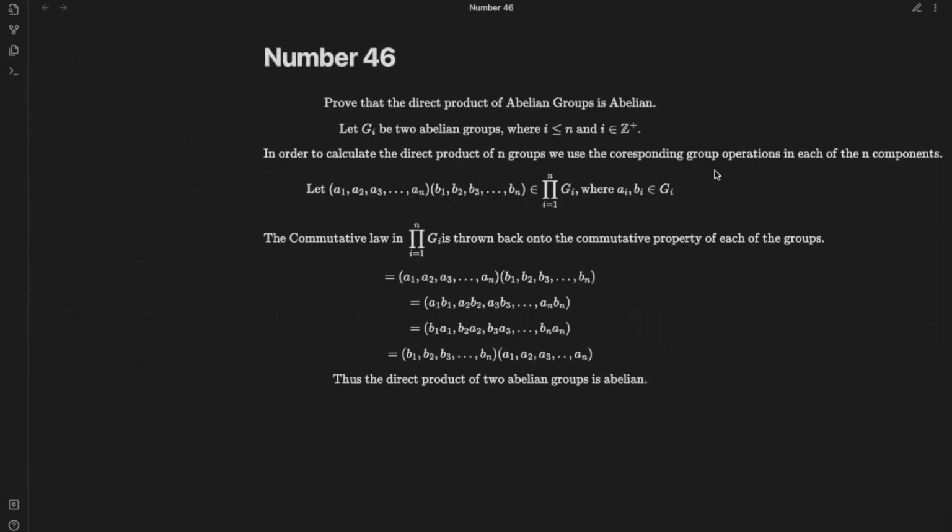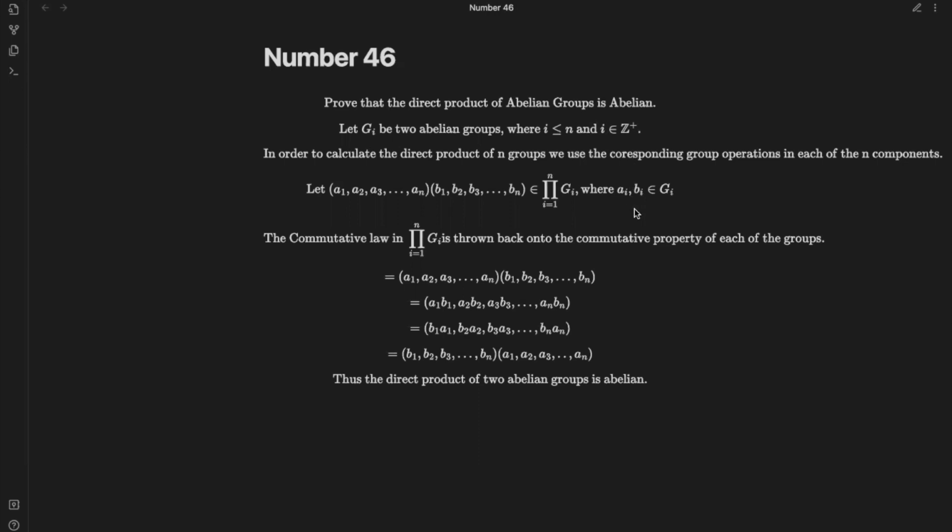Number 46 was a little bit easier: to prove that the direct product of abelian groups is going to be abelian. So for this, we let Gi be any groups, where i is less than or equal to n, and i is an element of the positive integers.